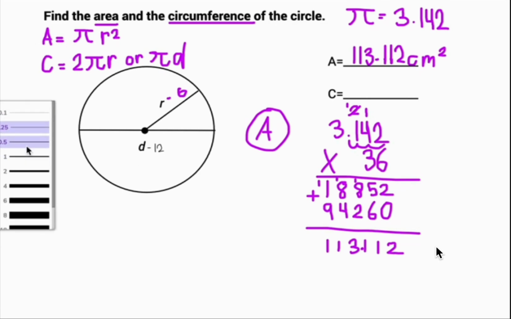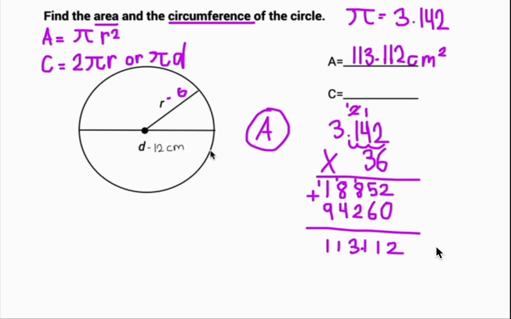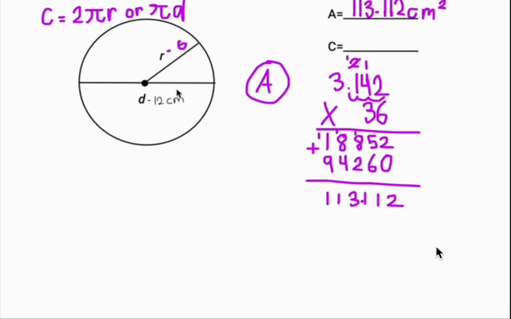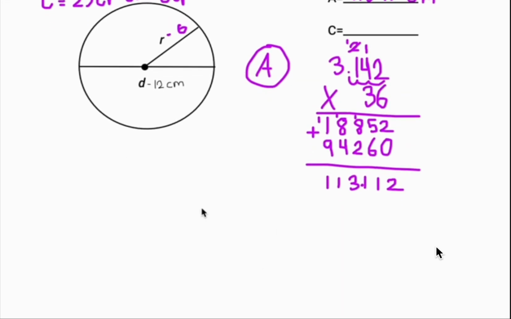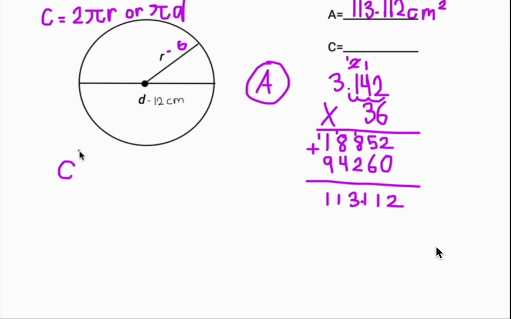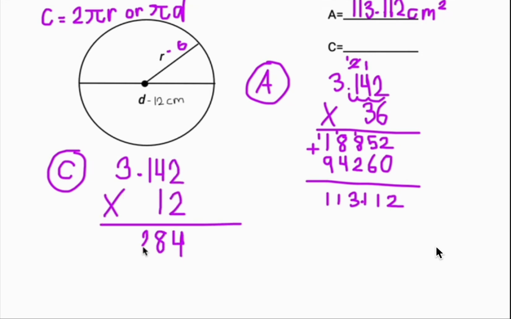Now let us move on to the circumference of the circle. I'm going to use the second formula because I think it will save space and more time. It's my preference. You can use the first one if you like. All I have to do is multiply 3.142 times 12, and that will get us our answer for the circumference.